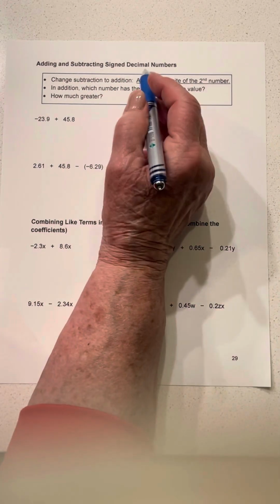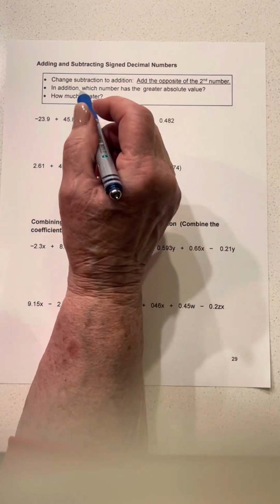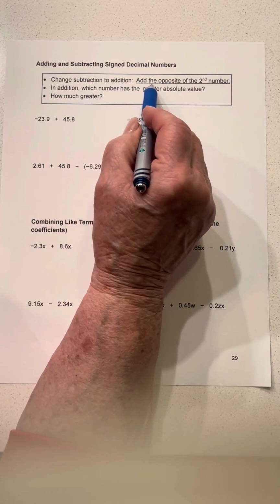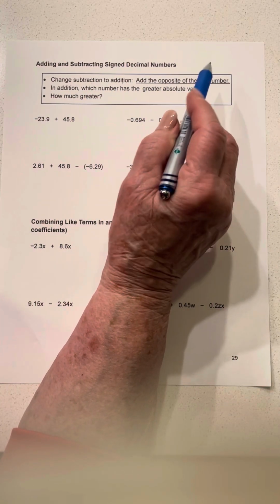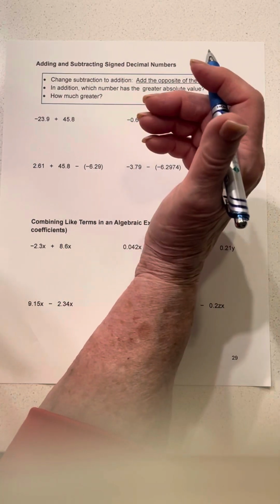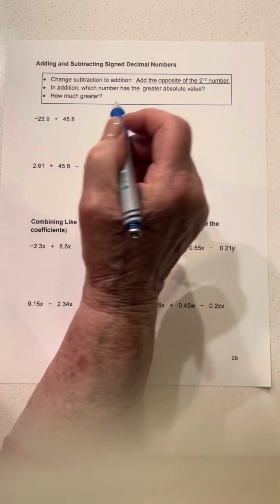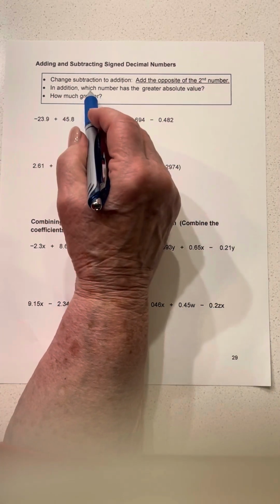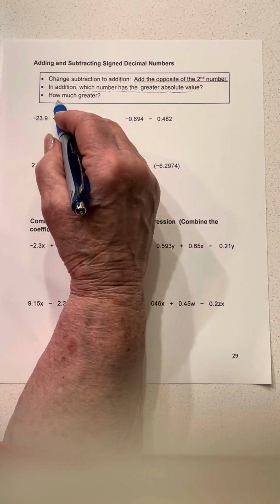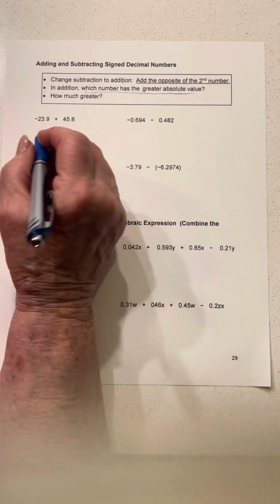So with signed numbers, this is going to go the same as it has before. Change subtraction to addition. Add the opposite of the second number. We're going to change the operation and the sign of that second number. You have to be sure to do that. And then in addition, you're going to ask which number has the greater absolute value and how much greater it is.